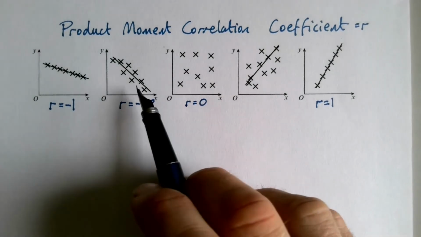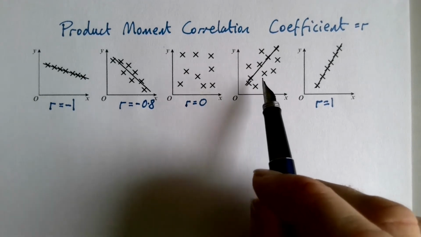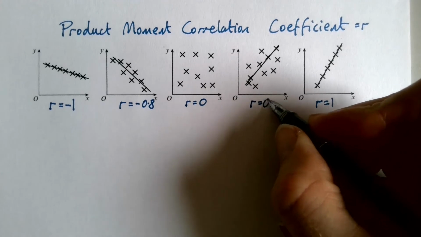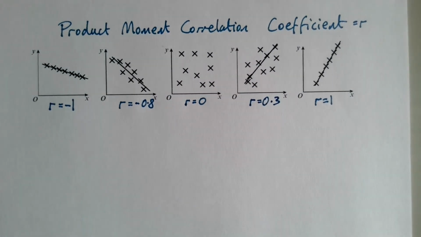Now this one's more loosely based. In fact, it's very loose, isn't it? But it definitely is a positive correlation. So that would be, I don't know, about 0.2, 0.3, something like that. And that's what we're trying to find the measure of.